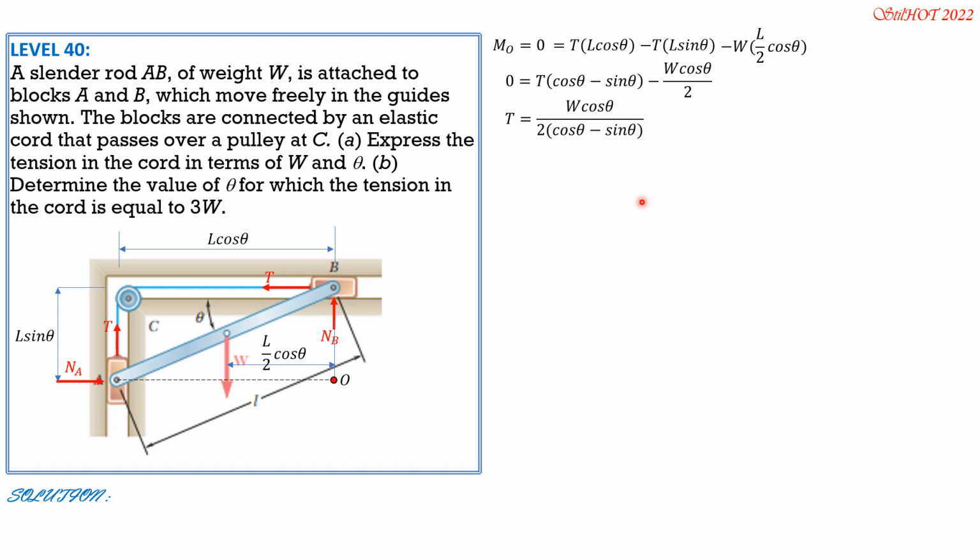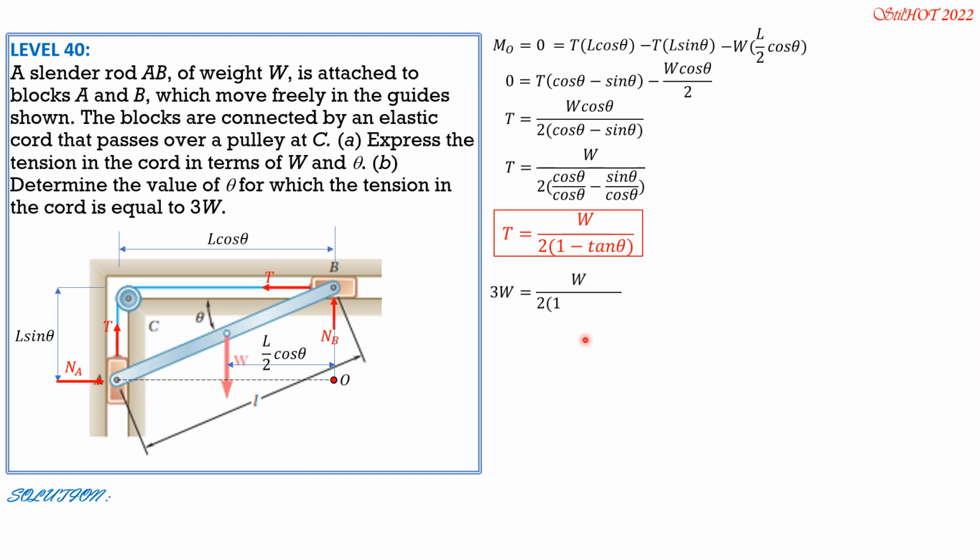So that the answer will be compact and good looking, we bring down cosine theta into the denominator and write it as W over 2 times the quantity cosine theta over cosine theta minus sine theta over cosine theta. So that the tension is W over 2 times the quantity 1 minus tangent theta. So that's the tension.